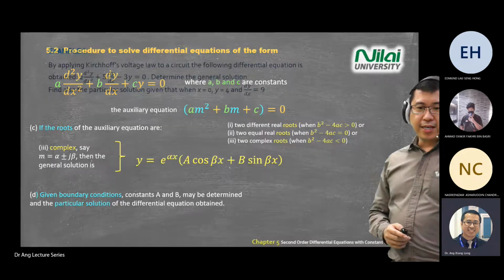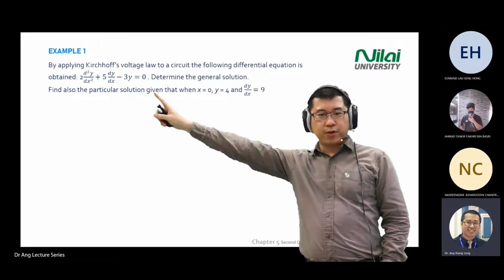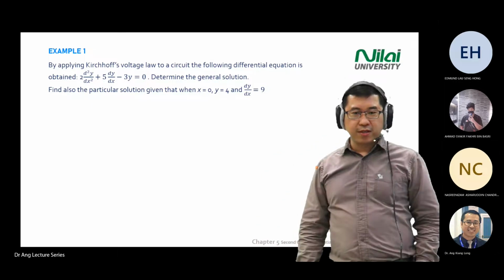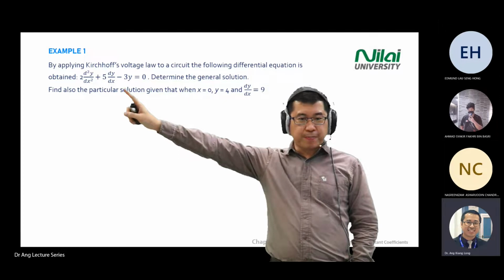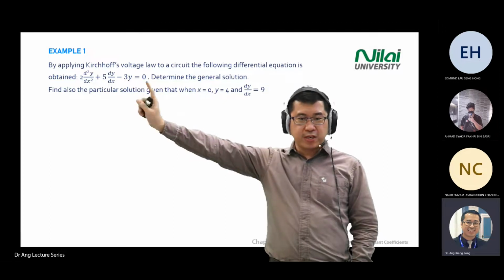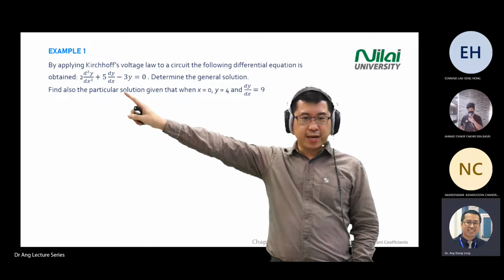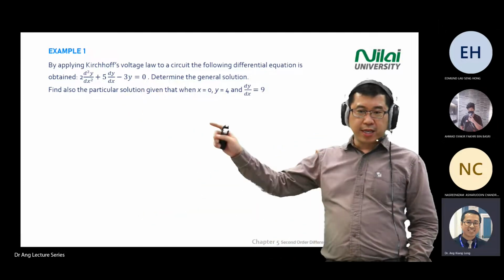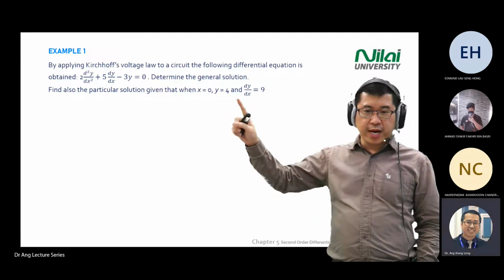Okay, let's look at example number 1. You are given an equation. That is more important. You look at the equation and already know which chapter it falls under. You look at the pattern. This one falls under chapter 5, homogeneous equation. You have d squared y over dx squared plus 5 dy over dx minus 3y equals 0. Equals 0 means it is homogeneous. It asks you to determine the general solution.